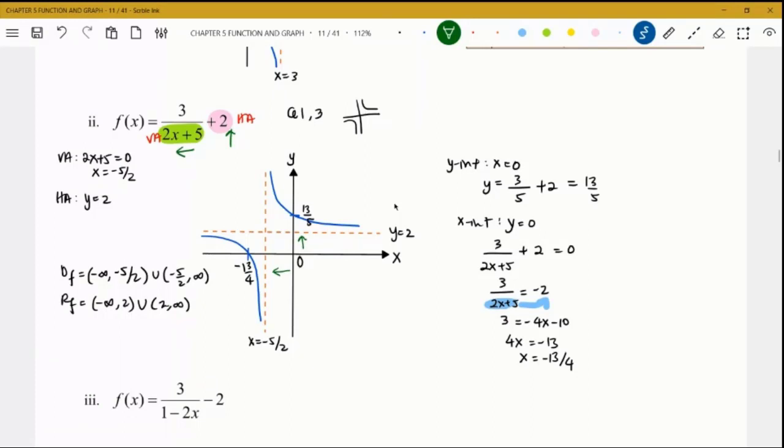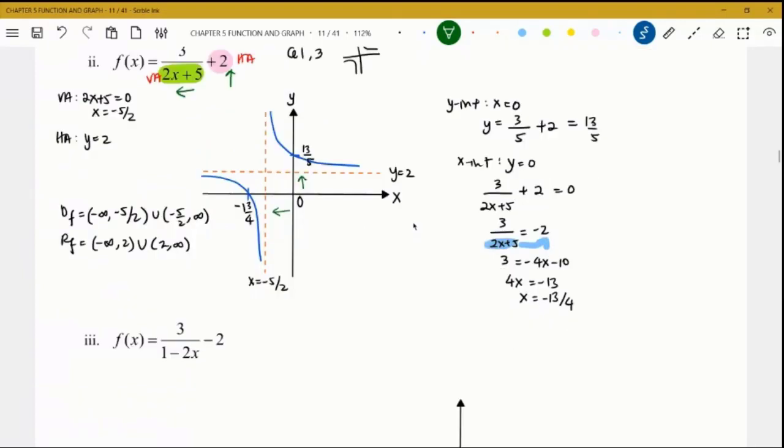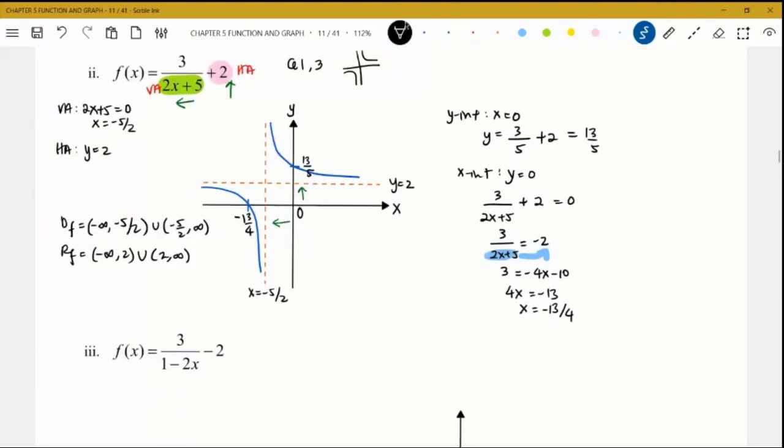Okay, the next one adalah 3 over 1 minus 2x minus 2. Okay, so as before, kita akan ubah dulu position dia, di mana saya jadikan dia adalah positive to x, which is we're going to have to take out the negative. So 2x minus 1 minus 2. So it means we're going to have negative 3 over 2x minus 1 minus 2. So since we have the negative 1 over x, dia akan encounter dengan quadrant 2 and quadrant 4.